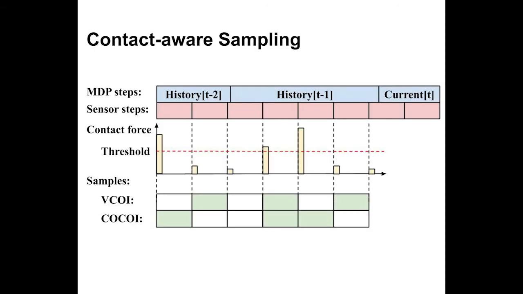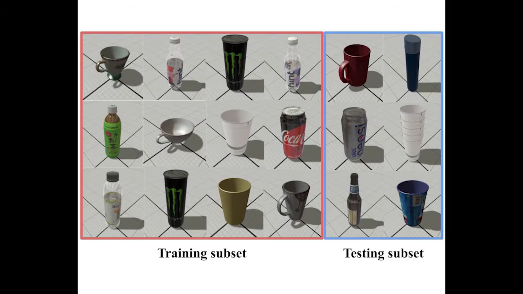In contrast to the vanilla sampling method that uniformly samples history sensor messages, we only take samples when the force magnitude is considerably large, that is, when the robot and object are in contact. We test our methods using 75 objects and separate them into a training set and a testing set.